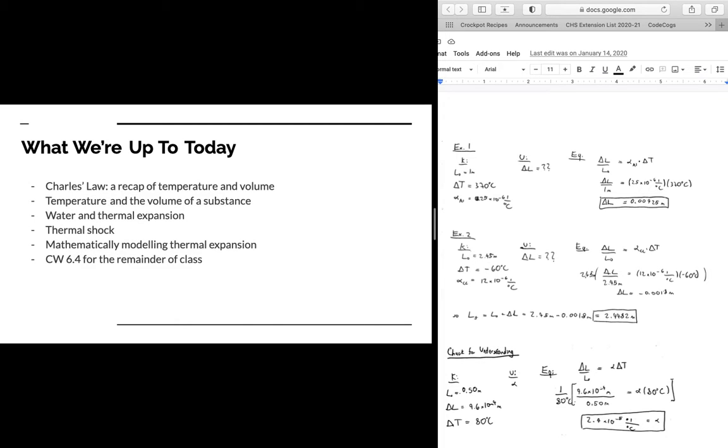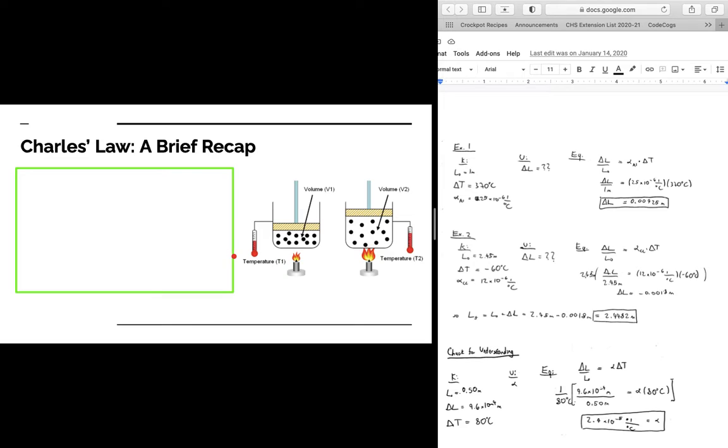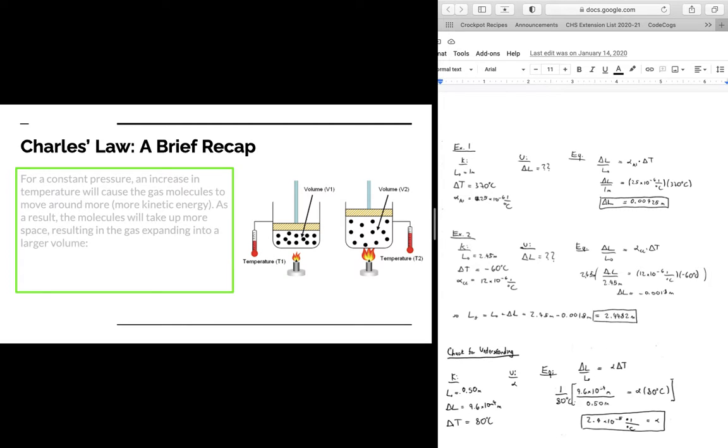So what we're up to today: Charles' law, a recap of temperature and volume, okay? Temperature and the volume of a substance, water and thermal expansion, thermal shock, mathematically modeling thermal expansion, and classwork 6.4 for the remainder of class. So again, Charles' law with a brief recap, okay?